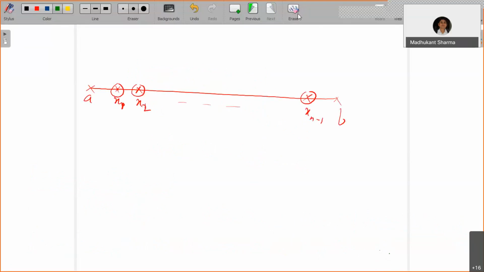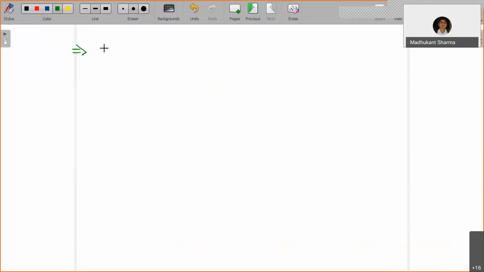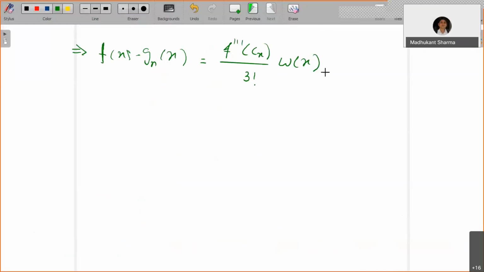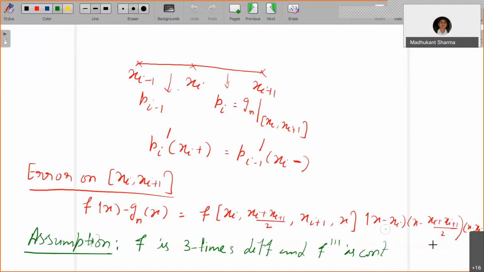Once you have this, it will imply that on the interval xi to xi plus 1, f of x minus gn of x is equal to, by again an application of Rolle's theorem, the third derivative of f at some c lying between xi and xi plus 1, divided by 3 factorial, times wx. So what is wx? Over the interval xi to xi plus 1, wx is (x minus xi) into (x minus xi plus 1 by 2) times (x minus xi plus 1).